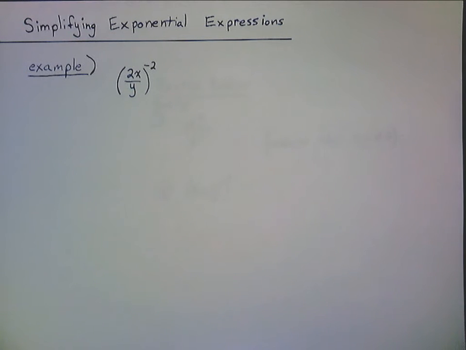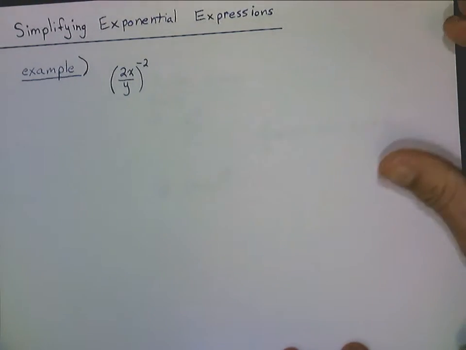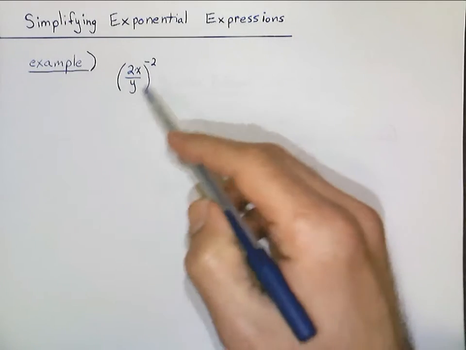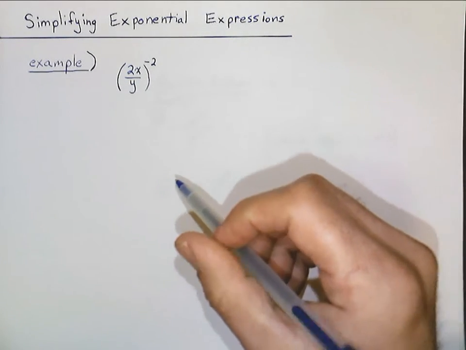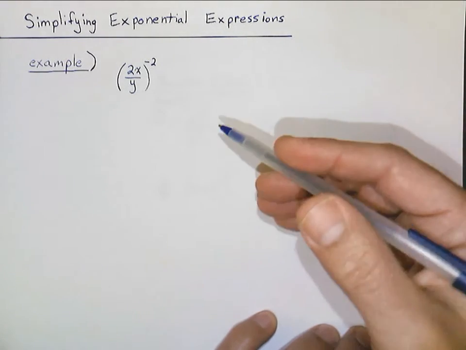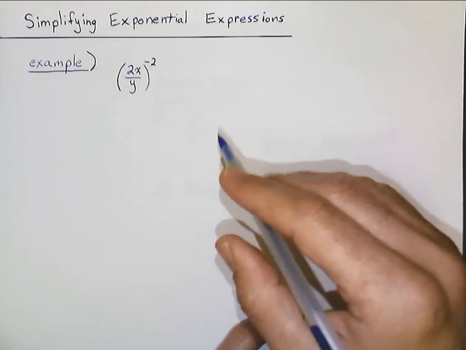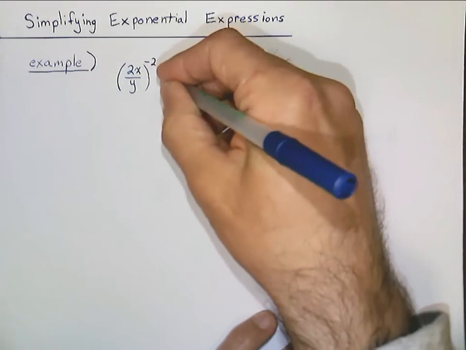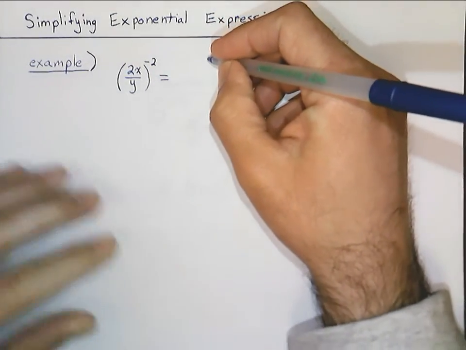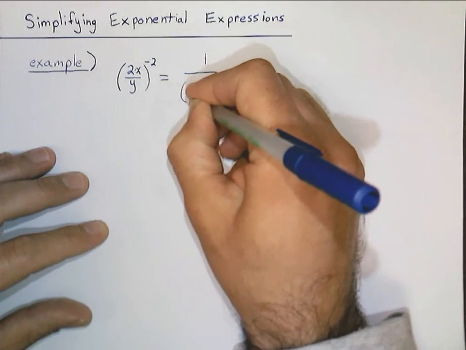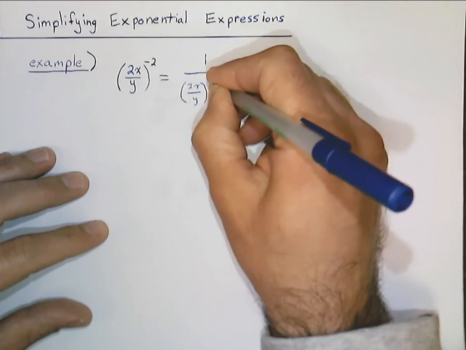Now, what we really want to do is simplify these exponential expressions. So we're just going to work through an example here. We have 2x over y is all being raised to the power of negative 2. And there's a number of different ways of going about this, and no one way is more correct than another. But first thing we might want to do is look at this exponent of negative 2. Remember that this is going to now be equal to, by the definition of a negative exponent, 1 over this thing, 2x over y, raised to the power of positive 2.